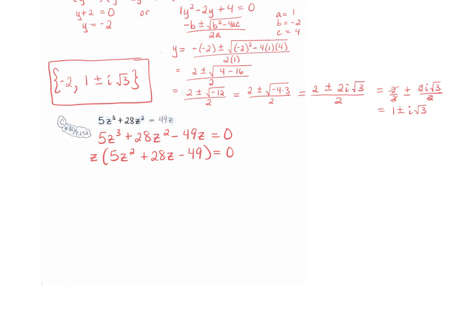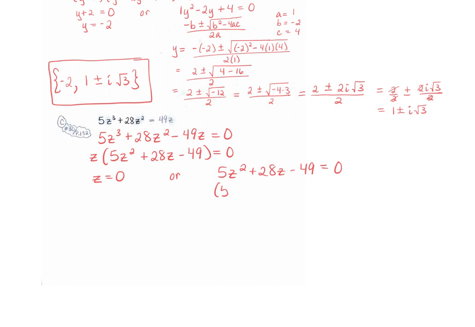And now we say z equals 0. Remember, because we have a product, so z times this is equal to 0. So that means z equals 0, or that means 5z squared plus 28z minus 49 is equal to 0. z equals 0, that's one of our solutions. Here we can factor it or use the quadratic formula. We're going to factor it here.